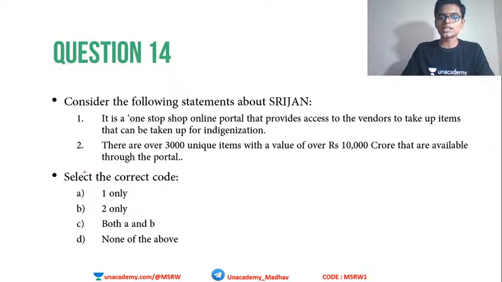Question 14. Consider the following statements about Srijan. I think we will stop at 15 today. Our time is running up. So question 14 about Srijan. 1. It is a one-stop shop online portal that provides access to vendors to take up items that can be taken up for indigenization. 2. There are over 3,000 unique items with a value of over 10,000 crore that are available through this portal. Select the correct answer. Srijan portal, okay.